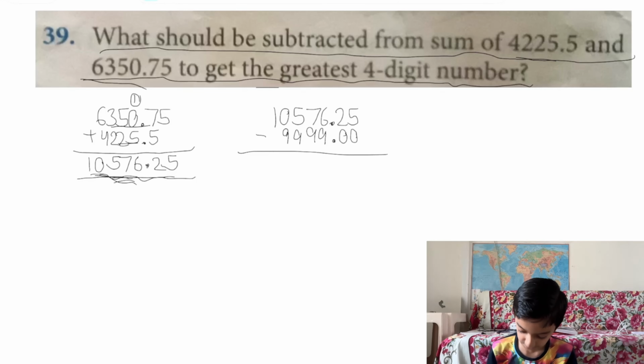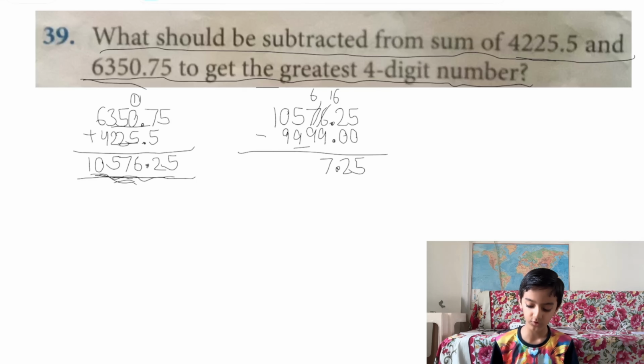Now that we have arranged this column-wise, we'll subtract it. Here 5 minus 0, 5, 2, 0, 2, point under point. Here we cannot do 6 minus 9, so we'll take borrow from next digit. 7 will become 6 and 6 will become 16. Here 16 minus 9 is equal to 7. 7. Here we cannot do 6 minus 9, so we'll take borrow from next digit. Here 5 will become 4. 6 will become 16. So 16 minus 9 is equal to 7.